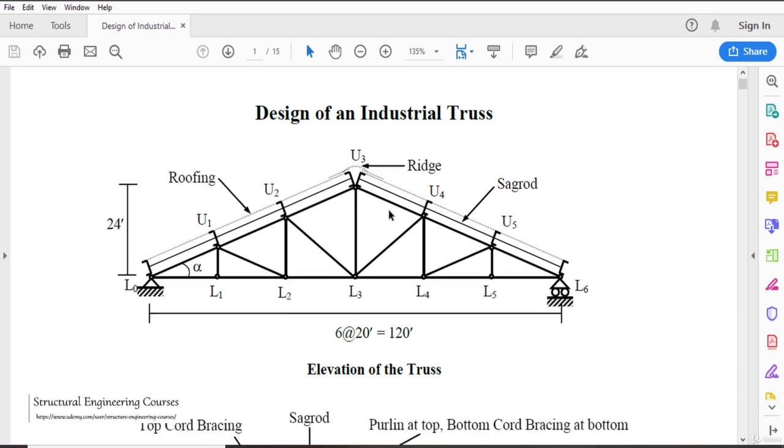So after opening this document, here you can see the simple cross section of the truss. Here you can see that these are the 6 spacings, that is 1, 2, 3, 4, 5 and 6. The total span of this truss is approximately 120 foot and the total height of this truss is approximately 24 foot. Here you can see this is the angle alpha, which shall be cross-referred when we do the design calculations, and these are the purlins that are tied with the help of sag rods.